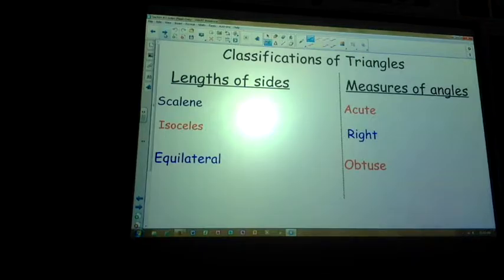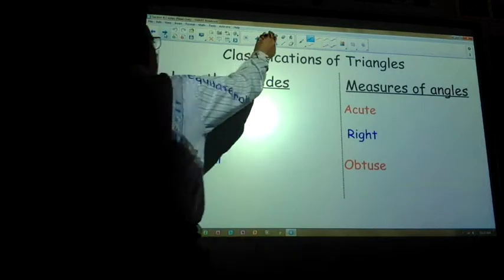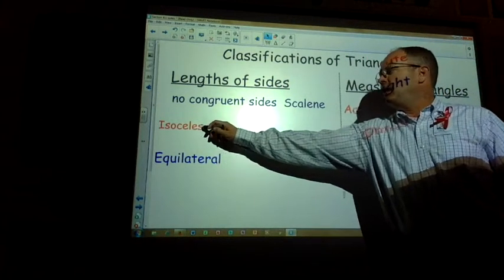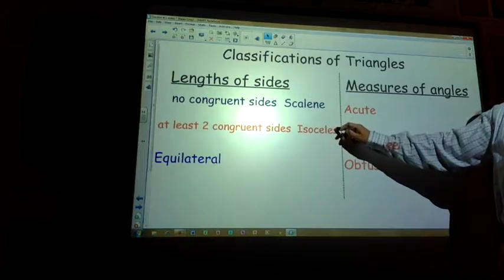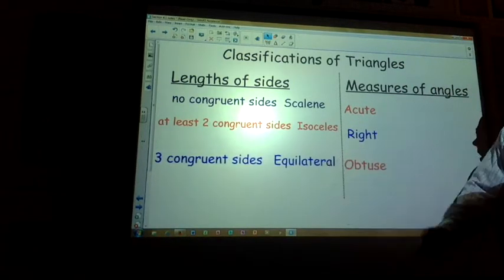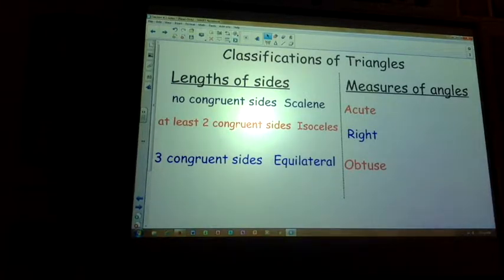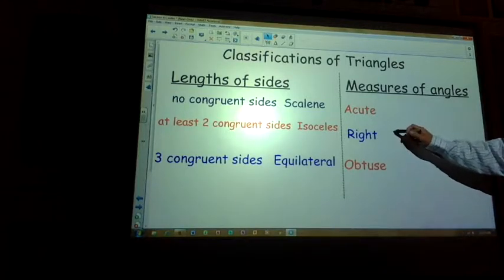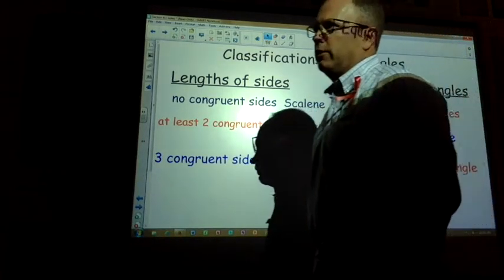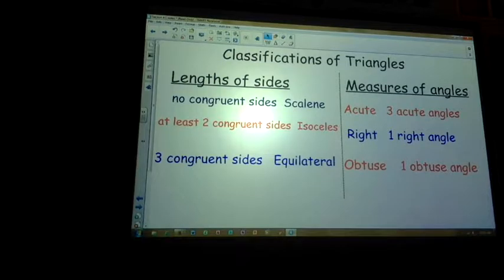All right. Classification of triangles. So a scalene triangle, isosceles, equilateral. Let's see if these have none. So no congruent sides is scalene. At least 2 congruent sides is isosceles. And equilateral, all 3 sides are congruent. And then acute, let's see, I have this to move out of the way. Acute has 3 acute angles. An acute angle, if you don't know, is an angle that's smaller than 90 degrees, but also bigger than 0 degrees. A right angle has a 90-degree angle in it.